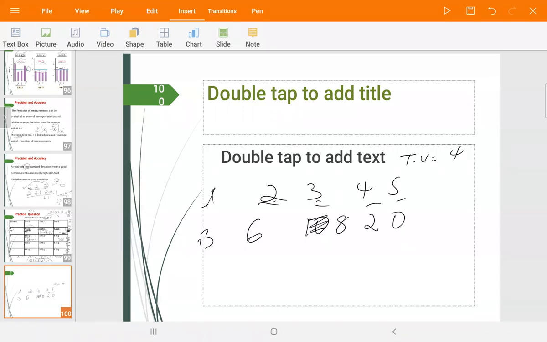3 + 3 + 5 is... how much? 14, over 4 is 3.5, right? The average is 3.5. For this one, if you add, for example, 6 + 8 + 2 + 0, how much is that? It is 16. Over 4, it is 4, right?